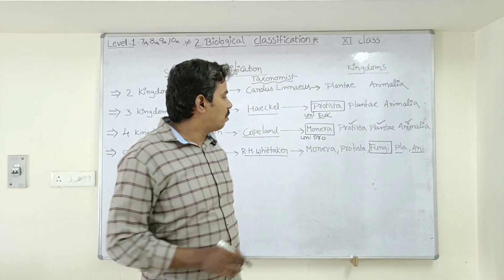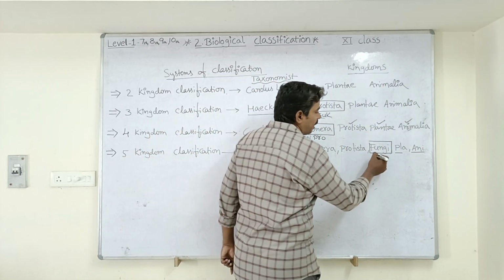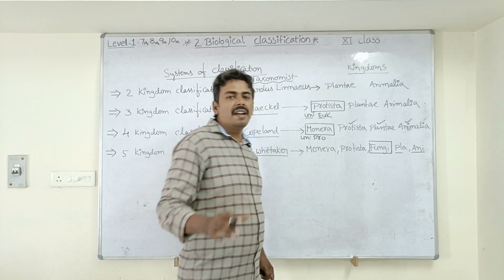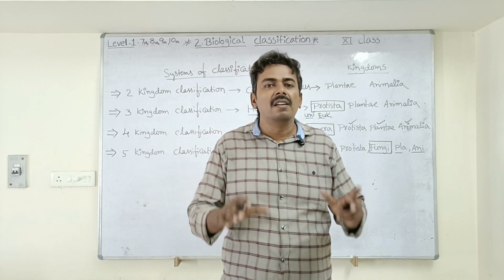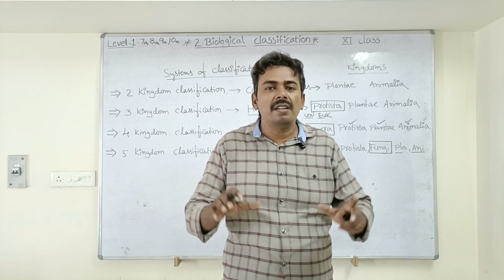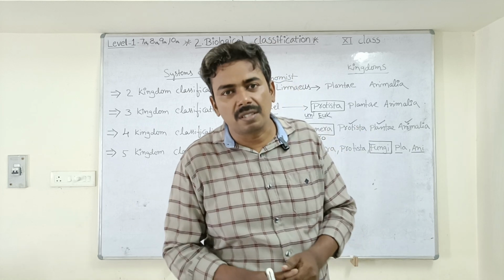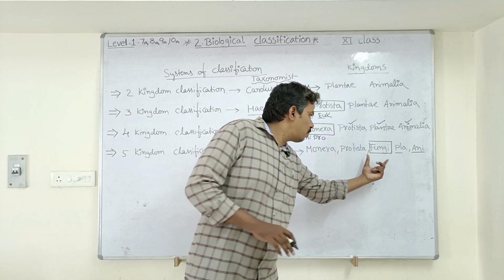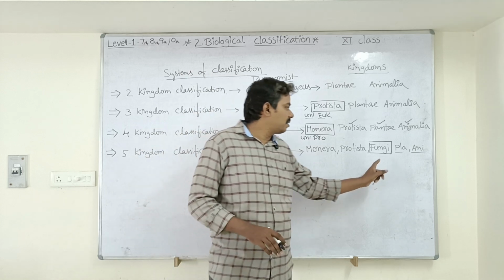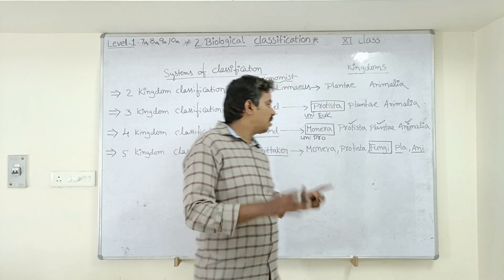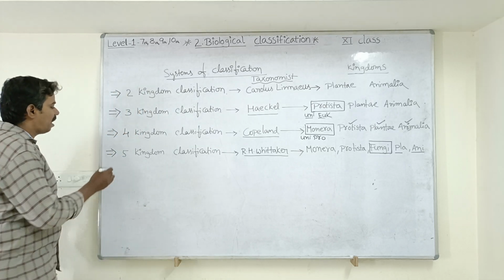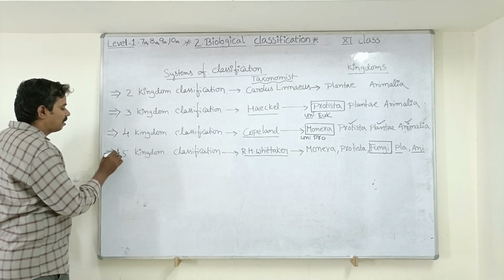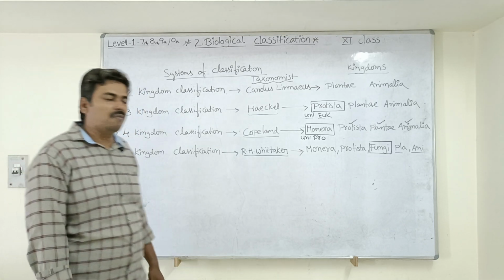So what was the new kingdom that has been included here? Kingdom Fungi. The kingdom Fungi included all the eukaryotic multicellular organisms which cannot carry out photosynthesis. So all those organisms were included into the new kingdom called Fungi. So which is the most widely accepted system of classification? Five kingdom classification is the widely accepted system of classification.